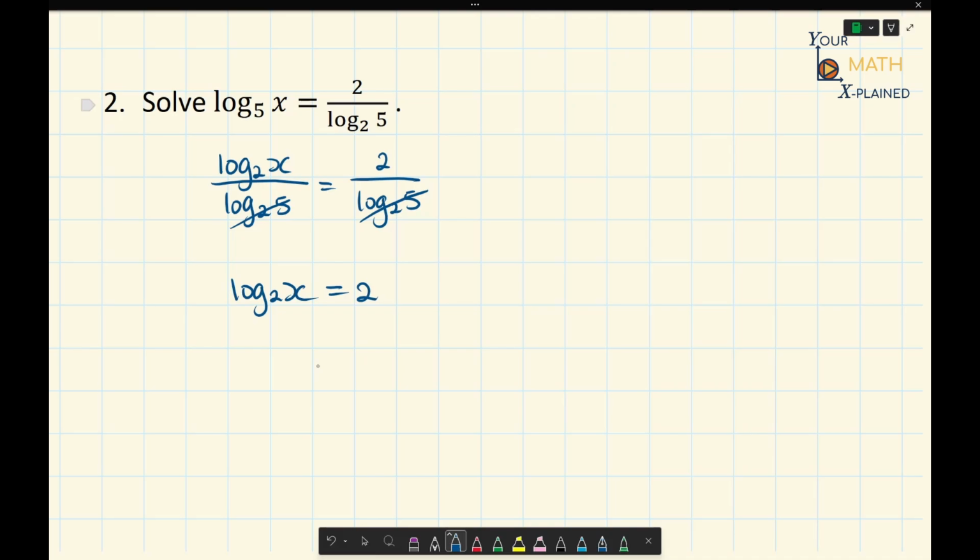And now we can go ahead and use our definition to rewrite this into 2 to the power of 2 is equal to x, which means x is equal to 4. Double check that it's a valid argument, and it is. So therefore, we have x is equal to 4.